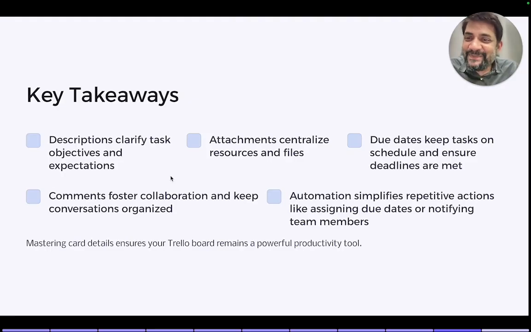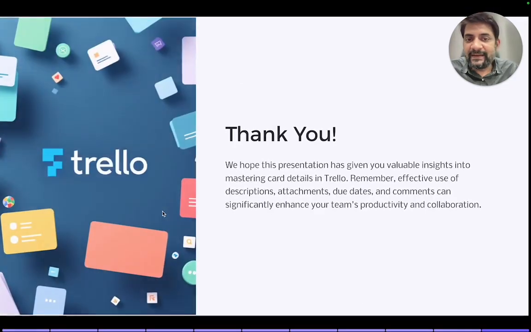Great, we're done here. Key takeaways: descriptions clarify task objectives and expectations, attachments centralize resources and files, due dates keep tasks on schedule and ensure deadlines are met, comments foster collaboration and keep conversations organized, and automation simplifies repetitive actions like assigning due dates or notifying team members.